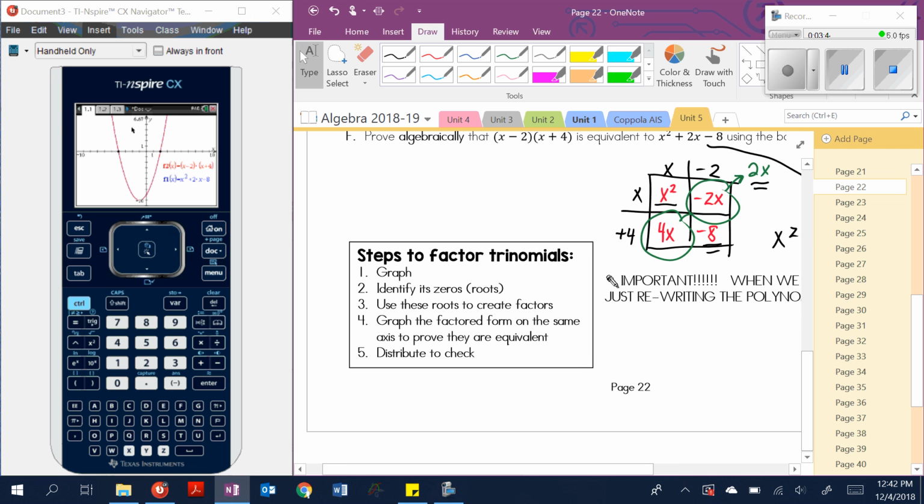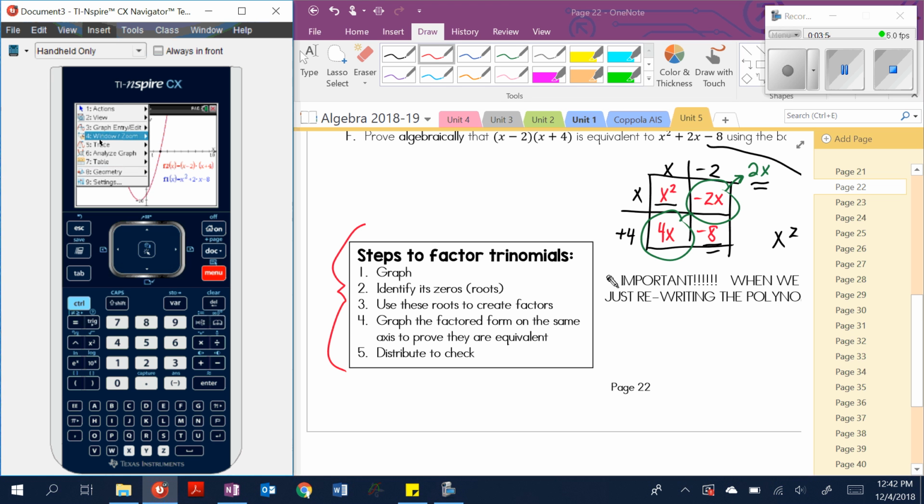All right. So here we have this steps to factoring trinomials. We can always revisit this if we need to. One thing that I do want to tell you is that your calculator makes you show roots. So if you go into the menu, you go to Analyze Graph, and, well, it doesn't say roots, but zero is another word for that. We have them here, and then we could do that again for the other one.